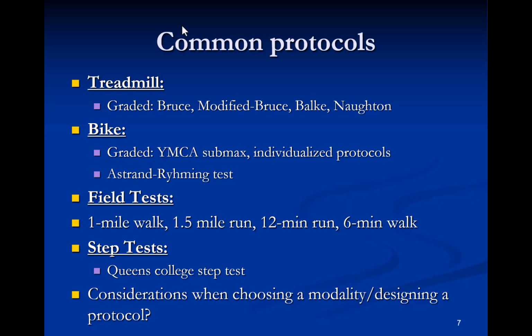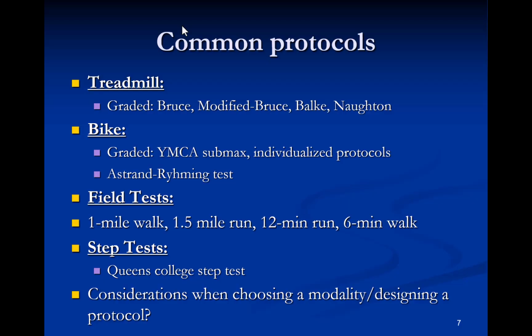For the bike, there is one established graded exercise test, but it's a submaximal test called the YMCA submax test. For most bike protocols, you just design your own protocol, and that generally involves starting at a certain intensity and having small increases in intensity every few minutes. There's also the Astrand-Rhyming test, which is a steady state test where you just exercise at a certain intensity for 6 minutes and then predict VO2 max based on the heart rate response.